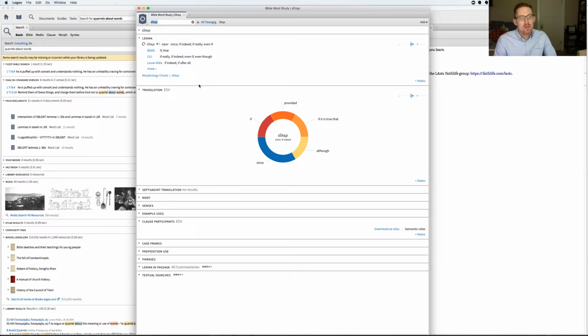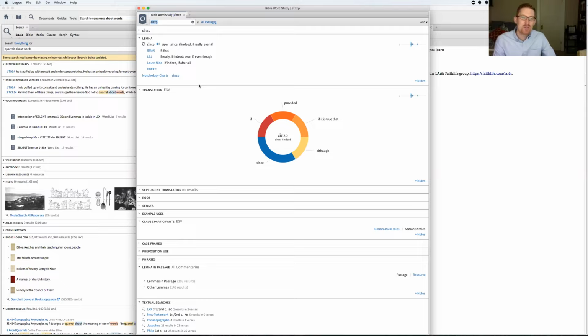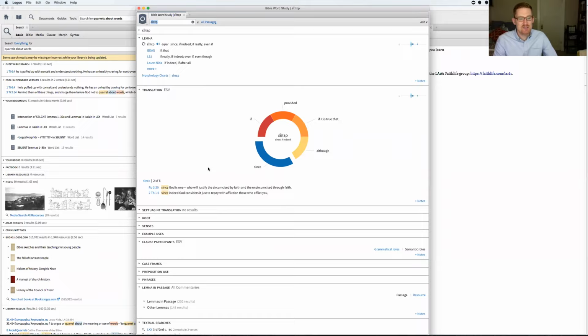I am getting something that Dunker never had, a useful and beautiful organization of the usage data. Here's ei per, here's how it gets translated in the ESV. Sometimes although, sometimes if it is true that, sometimes provided, sometimes if, sometimes since. If I click on one like since, I will see examples: since God is one, since indeed God considers it just. If it pops up in the Septuagint, I'll also see it there.